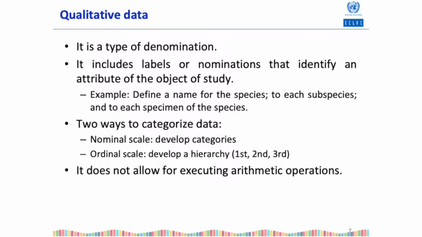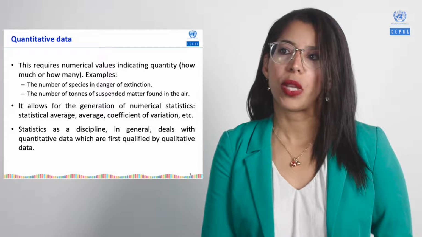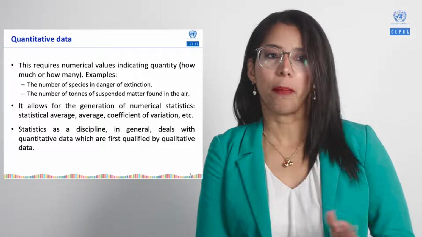There are two types of data, qualitative and quantitative. The qualitative data is a type of denomination and has two ways of categorizing the data, a nominal scale and an ordinal scale. And it doesn't allow for executing arithmetic operations. Quantitative data requires numerical values indicating quantity. How much, how many, for example, the number of species in danger of extinction, the number of tons of suspended matter found in the air.